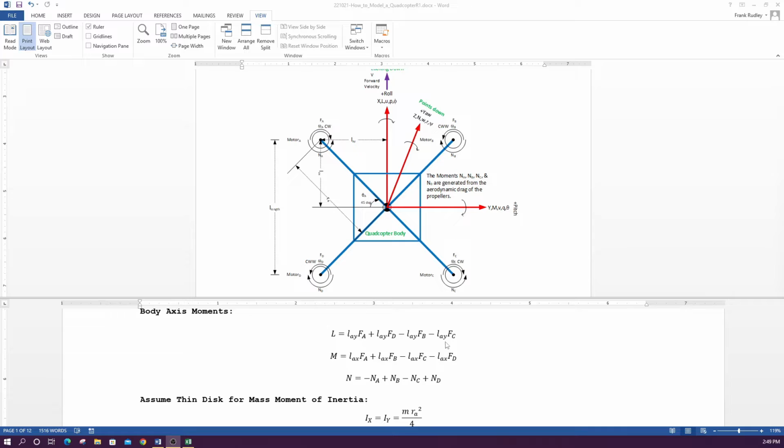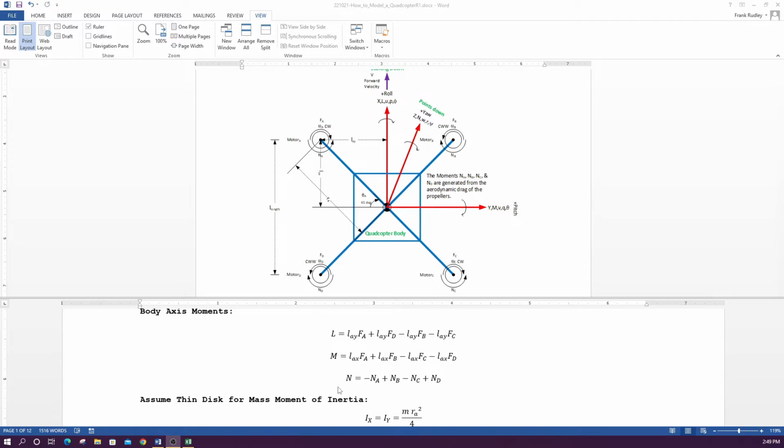Now to get our pitch moment, it's a similar equation. So we take our force times our length LAX. So going this way is positive. LAX FA plus LAX FB minus LAX FC minus LAX FD will give us our pitch moment.